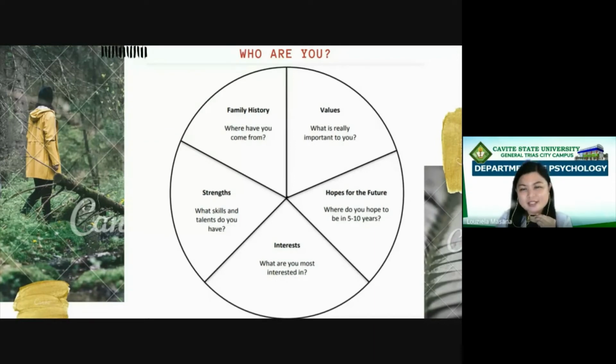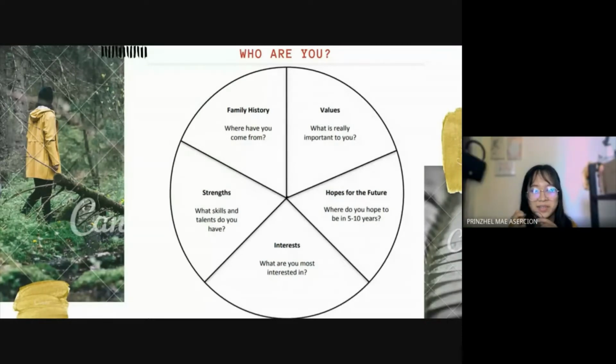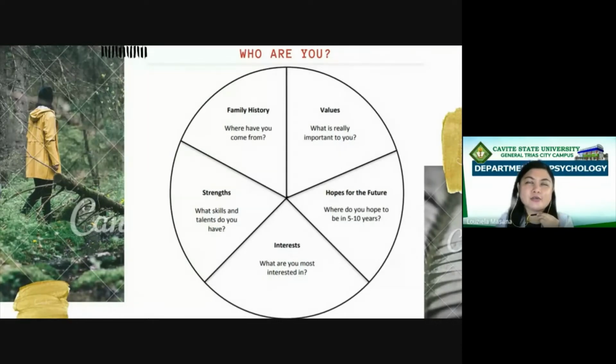How about your interests? What are you most interested in? Can we have Prinzel May? Your interests? Prinzel? Hello po, ma'am. Ma'am, as of now po, may gusto po talaga akong matutunan, yung as in gustong-gusto. Yun po yung piano po or ukulele po. Wow. As I interpret it, ang interest mo music, yung mga musical instrument. It's high time and you have time to learn those things.